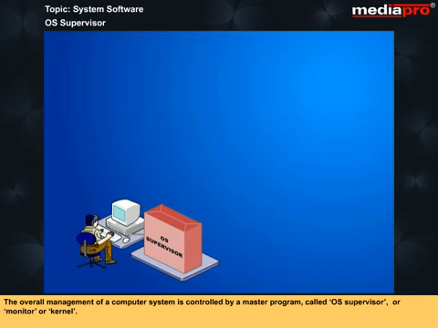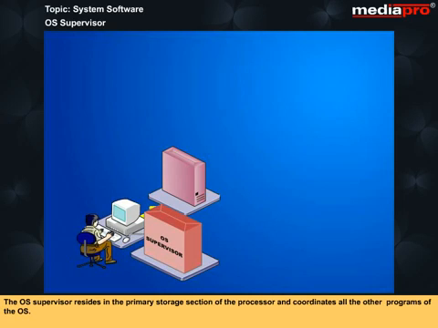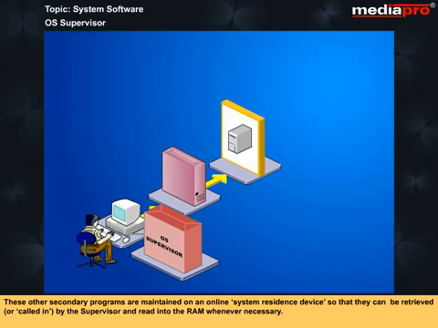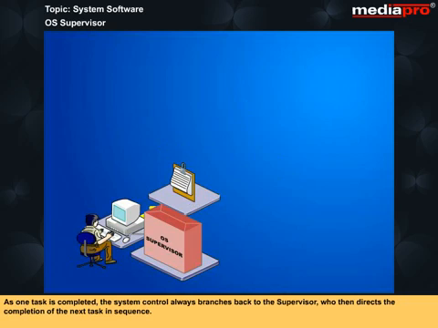The overall management of the computer system is controlled by a master program called OS Supervisor or Monitor or Kernel. The OS Supervisor resides in the primary storage section of the processor and coordinates all the other programs of the OS. These other secondary programs are maintained on an online system residence device so that they can be retrieved or called in by the supervisor and read into the RAM whenever necessary. As one task is completed, the system control always branches back to the supervisor, who then directs the completion of the next task in sequence.